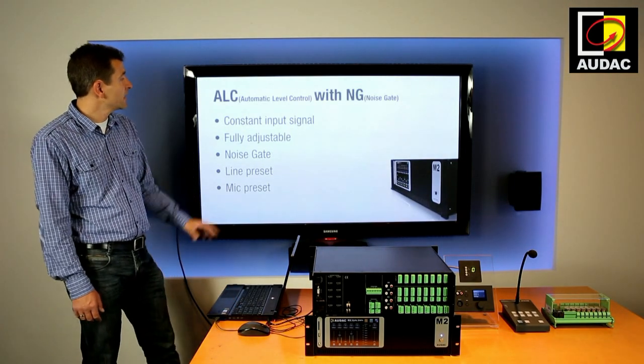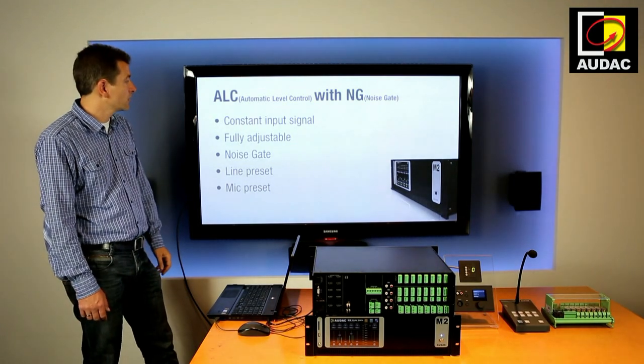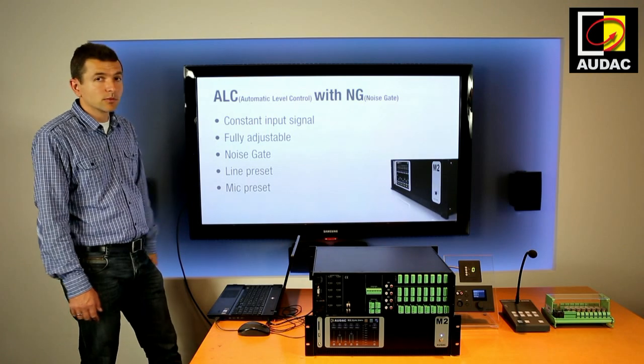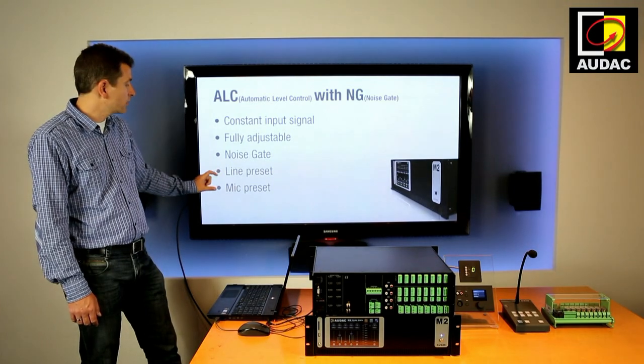The ALC is used to obtain a constant input signal at all your inputs. It's fully adjustable. You can enable a noise gate, and we have 2 presets, one for line and one for mic.